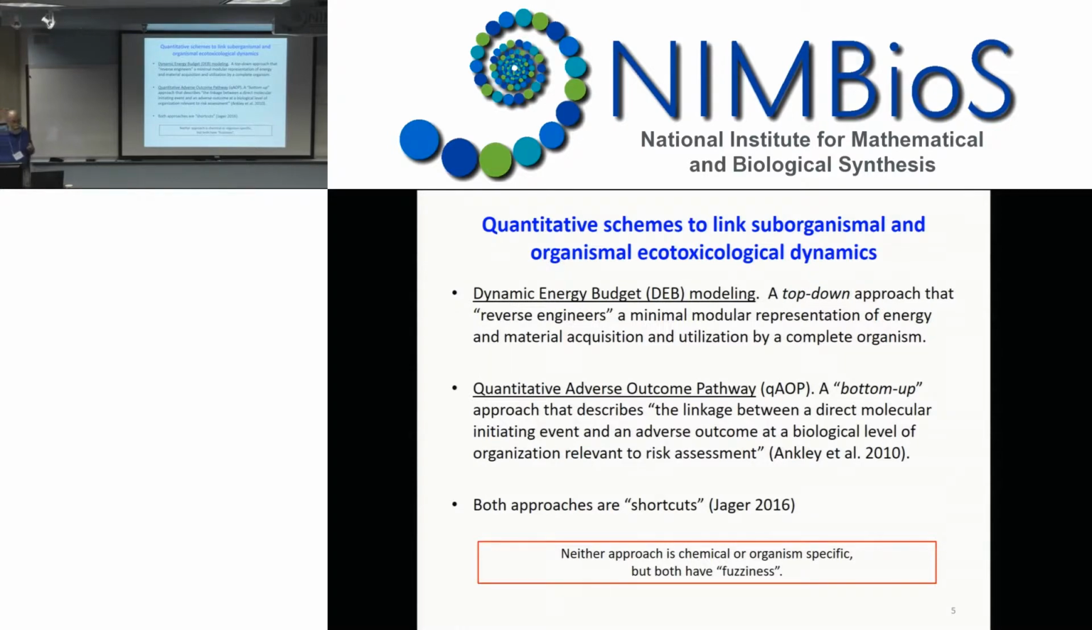Both approaches are shortcuts, and each has weaknesses. The DEB approach, as I'll show, actually gets very fuzzy and imprecise when you try to talk about what's happening at the suborganismal level. There are ambiguities. And the definition of AOPs given by Ankley is great in principle, but actually once you get up the causality chain, the connection with endpoints that relate to growth and reproduction and survival gets weaker and weaker.